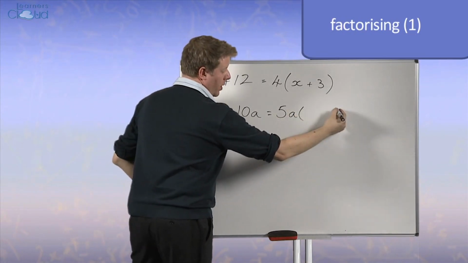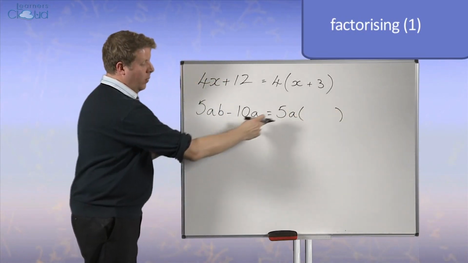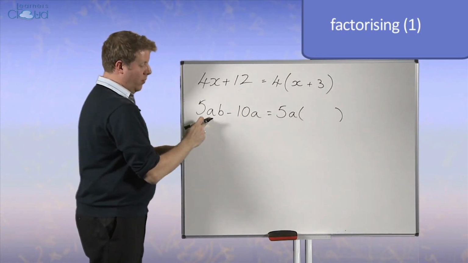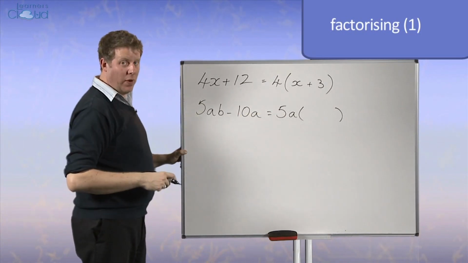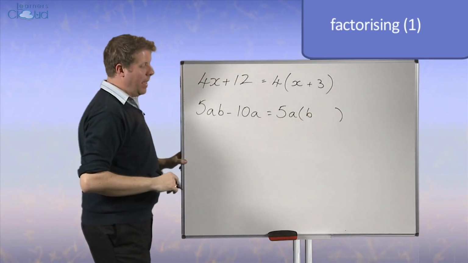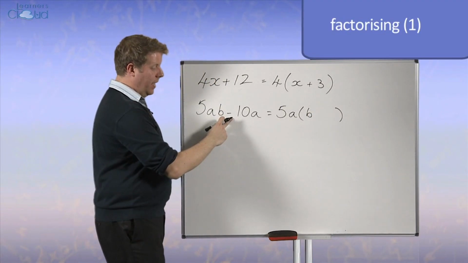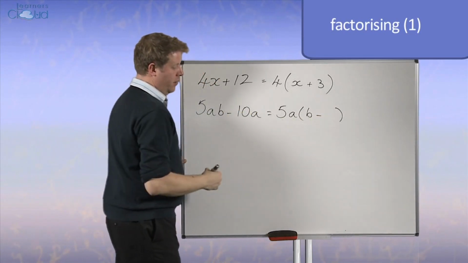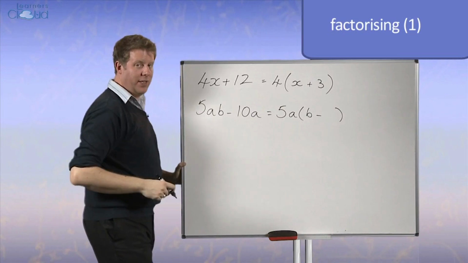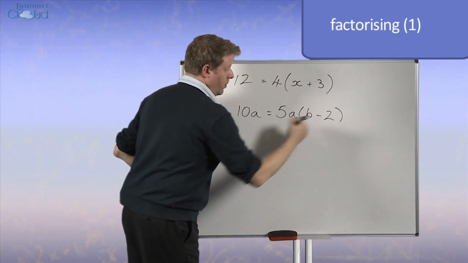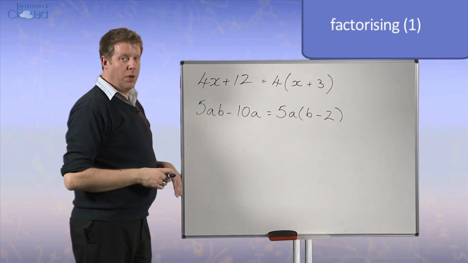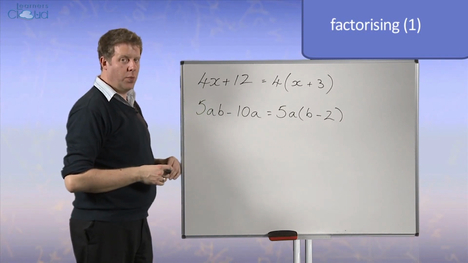Now, when I put what's left in my brackets, well, how many 5s are there in 5? There's 1. The a I already have, so I don't need to leave any more a's in the bracket. The only thing I'll be left with is that b. And then here is going to be a negative. The a already has come out. And how many 5s are there in 10? There's 2. So my final factorised expression is 5a multiplied by b minus 2.